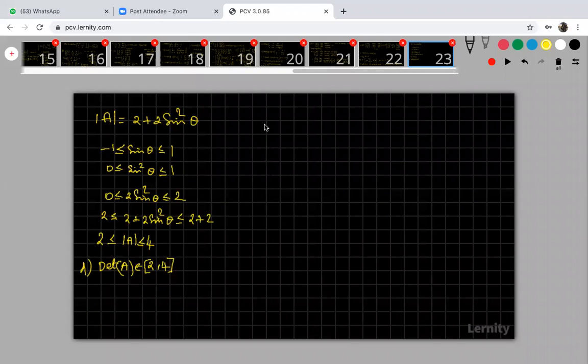Try the 18th one. Question number 18. X, Y, Z are non-zero real numbers. What is the inverse of A, where A is the matrix with X, 0, 0; 0, Y, 0; 0, 0, Z. Find the inverse of this matrix.